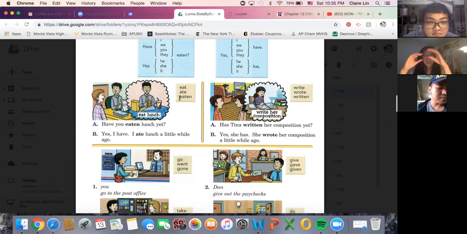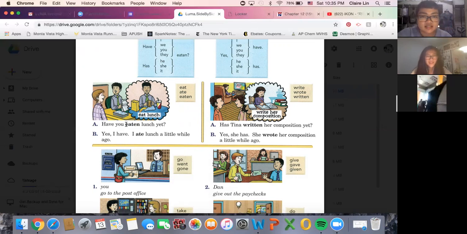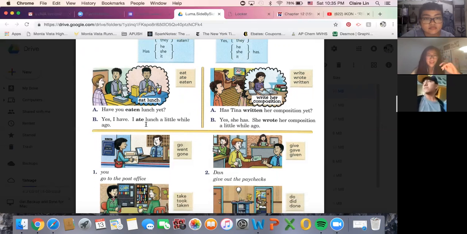But ate is just past tense by itself, and eaten is the past participle, and you use it for example in this type of sentence, have you eaten lunch yet? He's asking if they already ate lunch, so it's something that happened in the past and it's completed, so that's why it's perfect. But it doesn't specify a time.